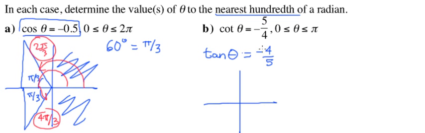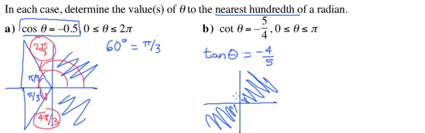Tangent is negative. So everything's positive in that quadrant. Tangent is positive in quadrant 3. We must be in one of these two quadrants, either 2 or 4. And so we either have a triangle like so, or we have a triangle like so.